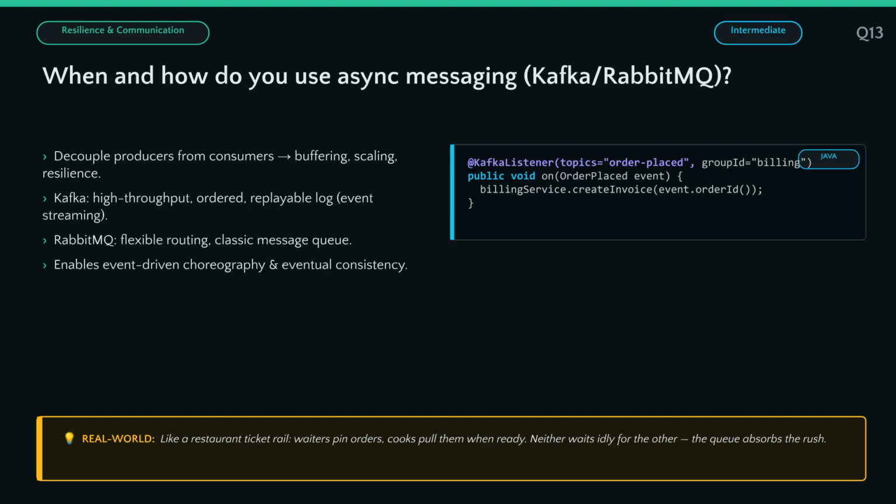When and how do you use async messaging, Kafka/RabbitMQ? Asynchronous messaging decouples the producer of an event from its consumers, which buys you buffering, independent scaling, and resilience. Kafka is a high-throughput, ordered, replayable log, ideal for event streaming and rebuilding state. RabbitMQ is a flexible traditional message broker with rich routing. Either way, you unlock event-driven choreography and eventual consistency between services.